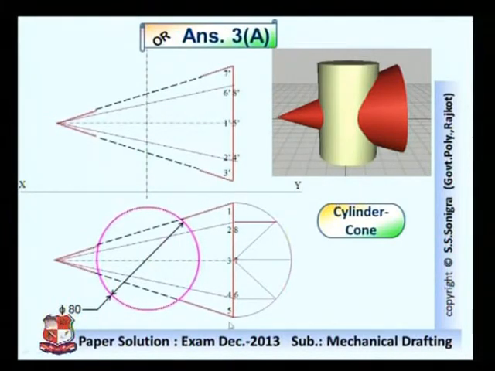Similarly, transfer all these points to front view: 1 dash, 2 dash, 3 dash, up to 8 dash, and join all these points with the apex point. Now these are the points of intersection between the cylinder and cone. You can see here, this is the periphery of the cylinder, and this periphery of the cylinder cuts the imaginary lines drawn over the surface of cone over here, cuts over here.